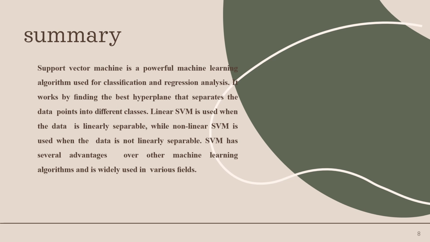Hereby, I conclude with the summary that support vector machine is a powerful machine learning algorithm used for classification and regression analysis. It works by finding the best hyperplane that separates the data points into different classes. Linear SVM is used when the data is linearly separable, while nonlinear SVM is used when the data is not linearly separable. SVM has several advantages over other machine learning algorithms and is widely used in various fields.